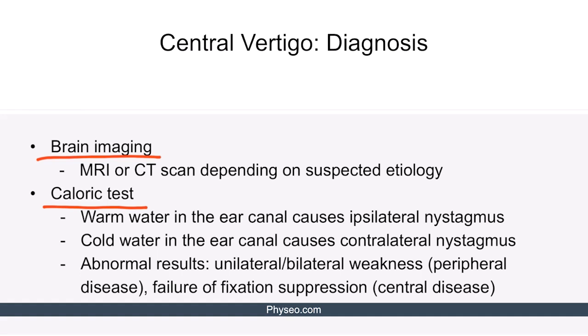Three most important findings on caloric test used to differentiate peripheral from central vertigo include unilateral weakness, bilateral weakness, and the failure of fixation suppression. Unilateral and bilateral weakness represent the weakness of the induced eye movements by the test, and this is likely caused by peripheral vestibular diseases. In contrast, failure of nystagmus to be suppressed with fixation, the phenomenon also known as failure of fixation suppression, is likely caused by central cerebellar disease.